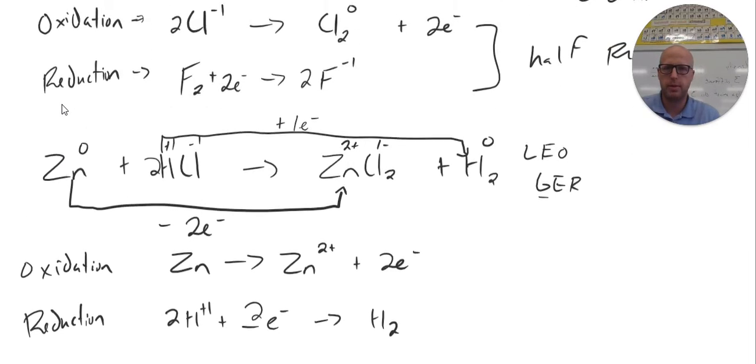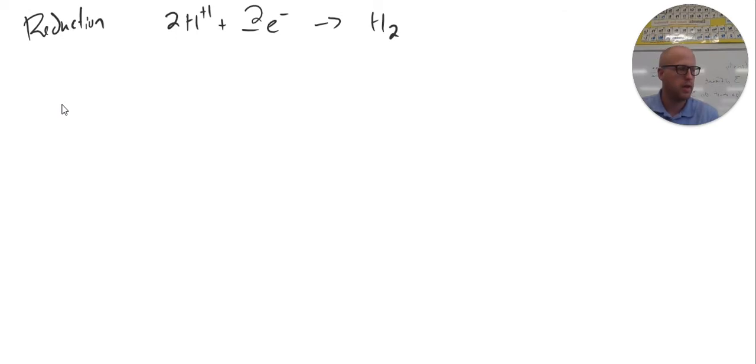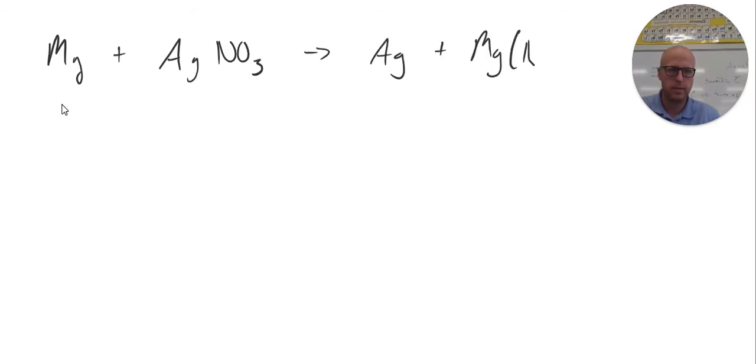Let's look at one more example here. So let's look at magnesium plus silver nitrate goes to silver plus magnesium nitrate. Now what you notice is I didn't actually balance this. We're going to come back and do that here in a second. So oxidation state 0, plus 1, minus 1, 0, plus 2, that's still minus 1.